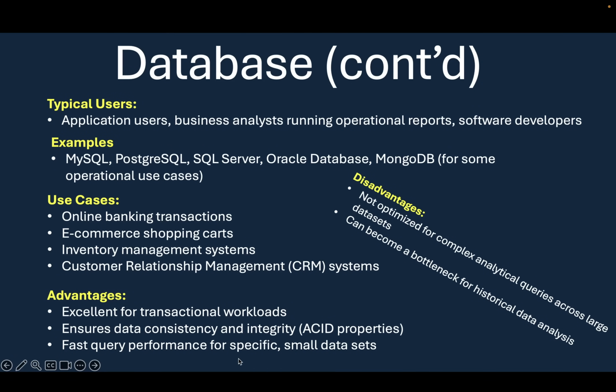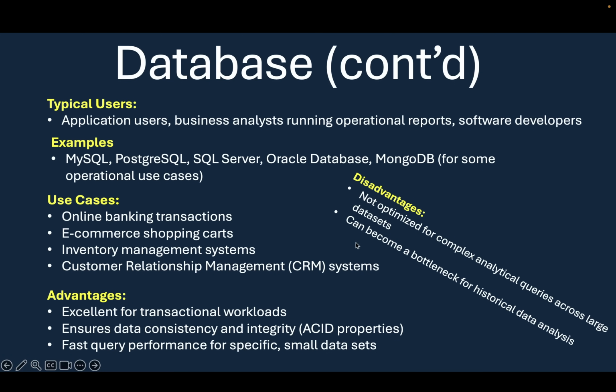And then fast query performance for specific small data sets, okay? When you want to query a database, especially for small data sets, it does well. Now, when the data becomes large enough, it doesn't do so well, and that's where a data warehouse comes in. Some of the disadvantages are that it is not optimized for complex analytical queries across large data sets. So if you have millions of records or billions of data or terabytes, a database is not really good for that. If you want to query that, then you may want to use a data warehouse.